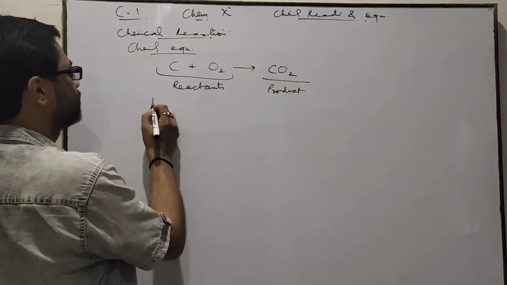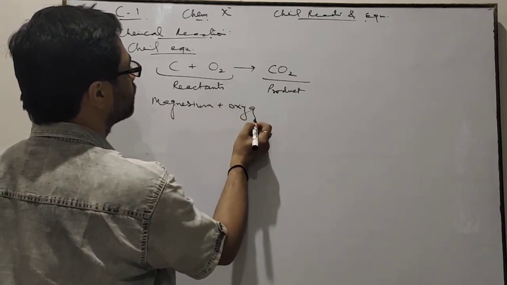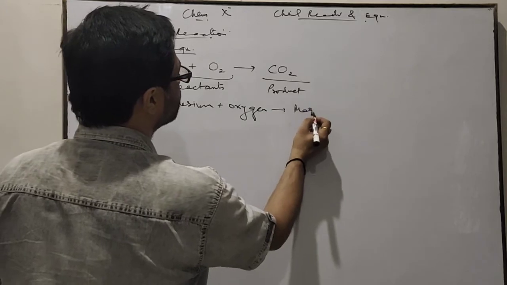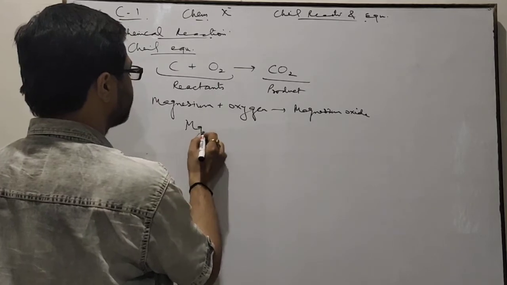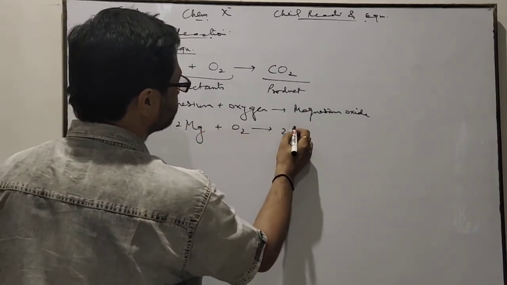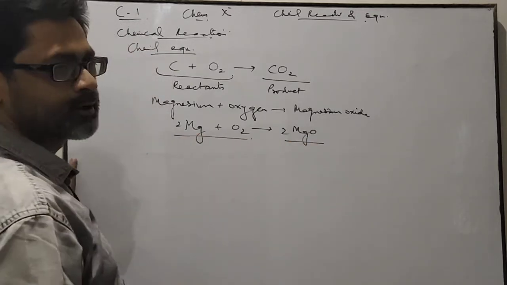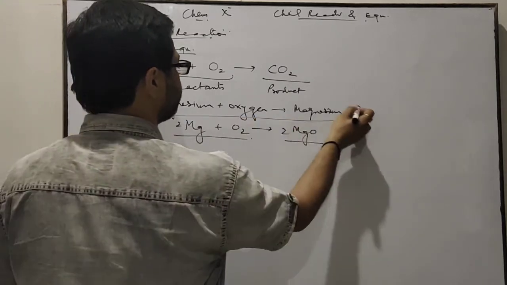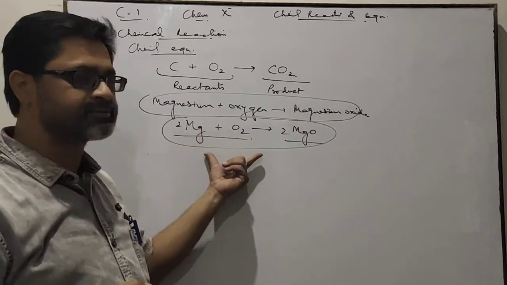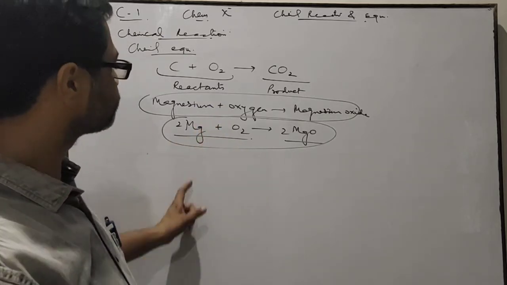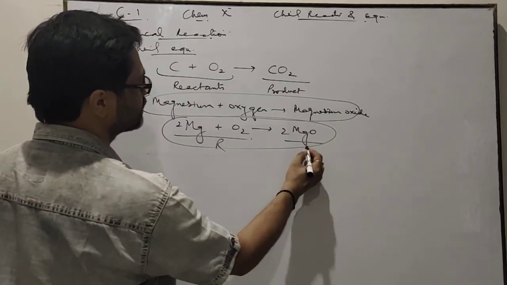Like this. Magnesium and oxygen react together to form magnesium oxide. Magnesium is Mg, oxygen is O2, this one is MgO. These are the reactants and this one is the product. This one is chemical reaction and this one is chemical equation. The representation of chemical reaction in the form of symbol is called chemical equation. This is the chemical reaction and equation. These are reactants and this one is product.